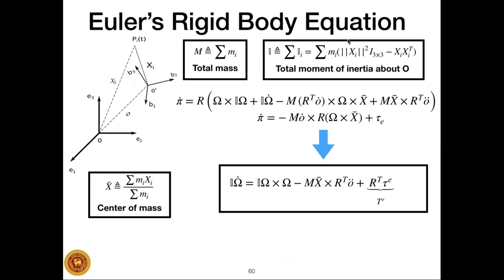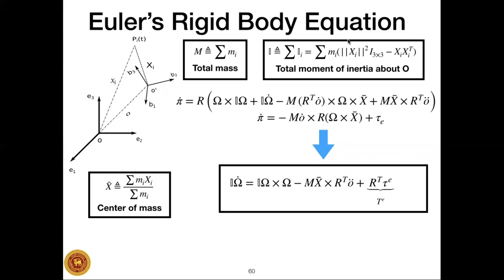So this expression nicely describes the collective behavior of a set of particles totally in terms of the body frame quantities, the quantities that are expressed in terms of the B frame, or the frame that is fixed to the body. Omega is the angular velocity, I is the sum of all the moments of inertia about the point O, which is given by that. And then this term is the acceleration of the origin of the frame, but expressed in the B frame, because R transpose O dot is that.